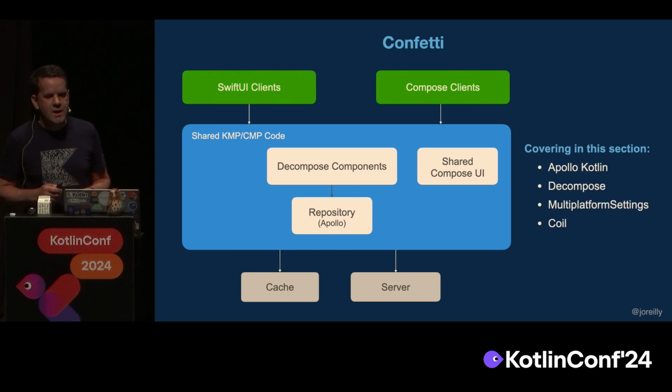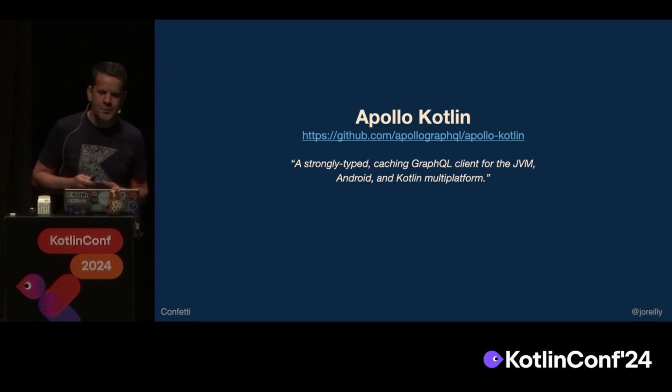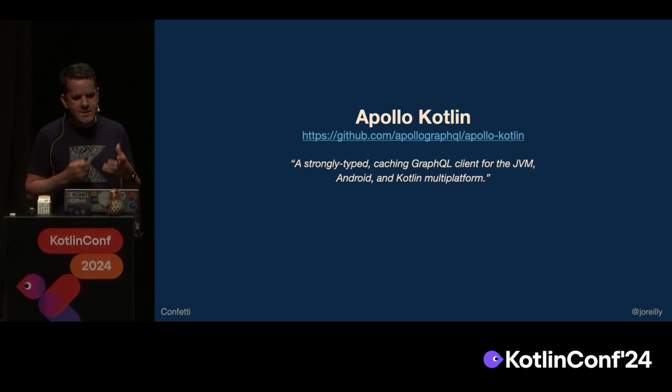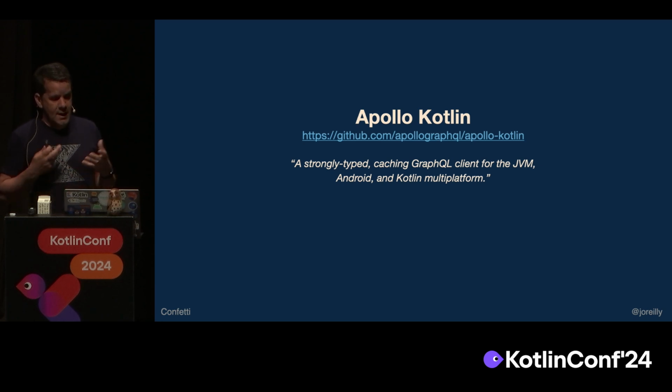And showing examples in this section of Apollo Kotlin, Decompose, Multiplatform Settings, and Coil. As mentioned, the clients in this project interact with a GraphQL backend, and for that we're using the Apollo client library. It's described as a strongly typed caching client, and that automatically generates APIs from your GraphQL queries and backend schema. The caching aspect of this is very important as well, giving us effectively an all-in-one solution for both retrieving the data from the backend and storing it locally.